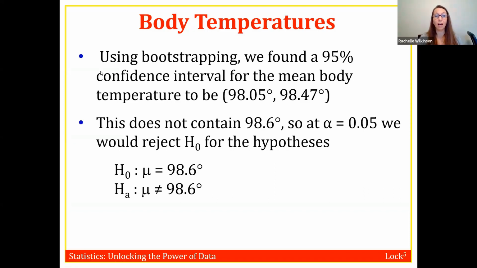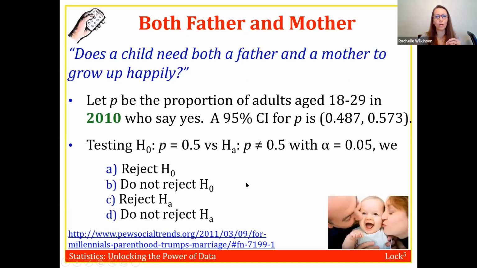And no, it's not in the interval, right? 98.6 is not in the interval from 98.05 to 98.47. So because 98.6 is not in that interval, we would reject the idea that the mean body temperature for all healthy adults is equal to 98.6, and we would conclude it's something different than that. So that's the basic way we're going to use this.